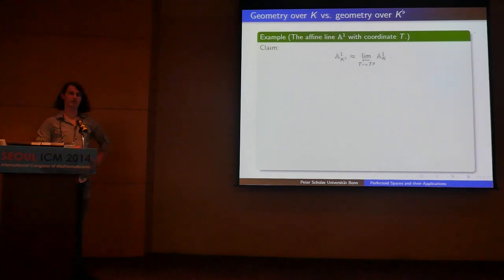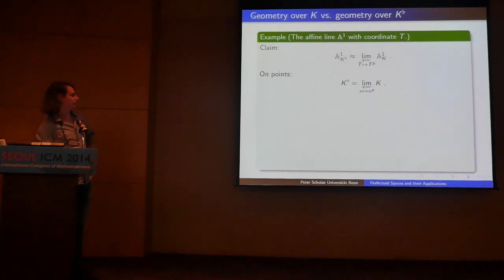Then my claim is that, in some sense, the affine line over this characteristic p field is the inverse limit over the p-th power map on the affine line over this characteristic 0 field. So in some sense, a characteristic p variety is an infinite covering of the characteristic 0 variety. Well, this is not a completely unreasonable thing to hope for.